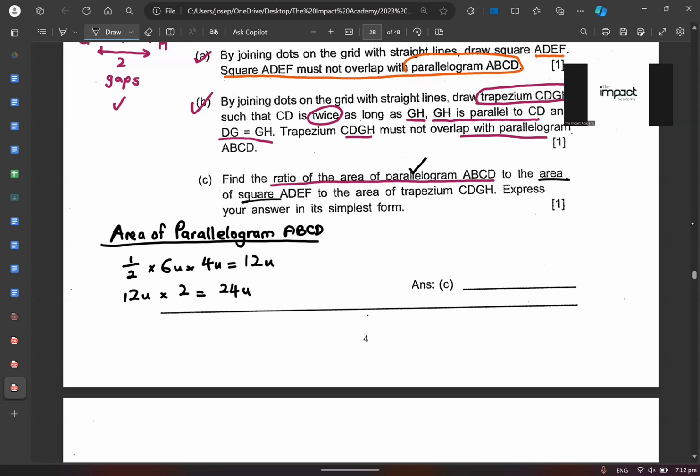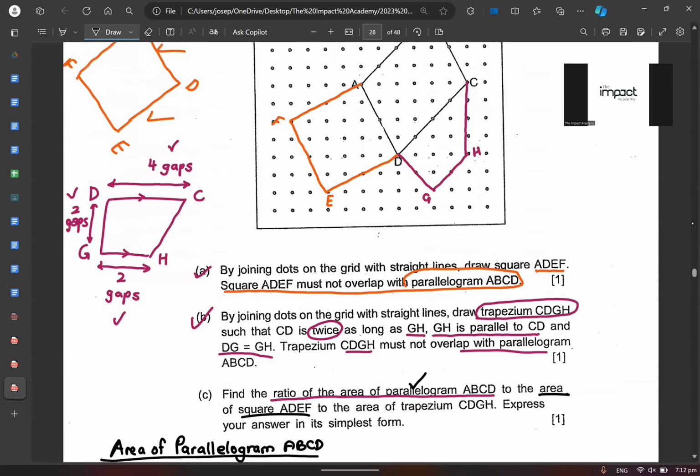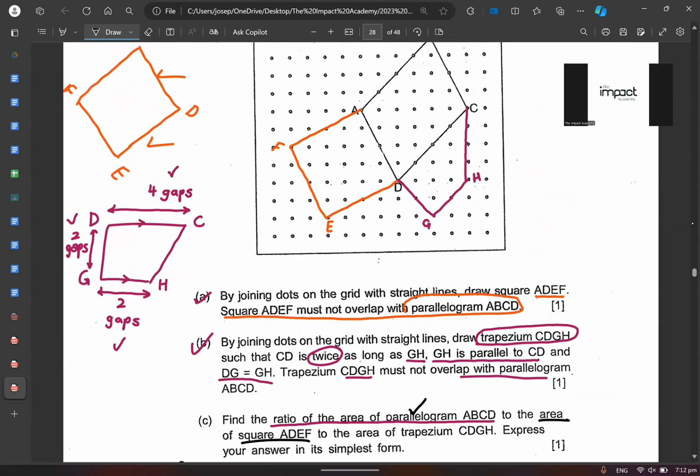Now, area of the square ADEF. Where is the area of the square? You can see area of the square or not?